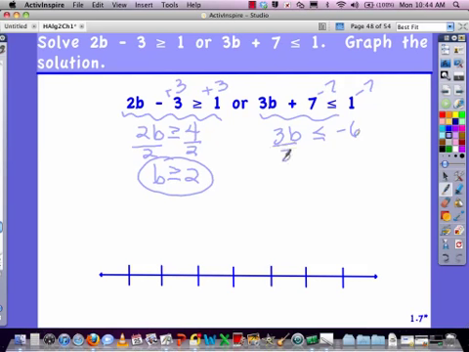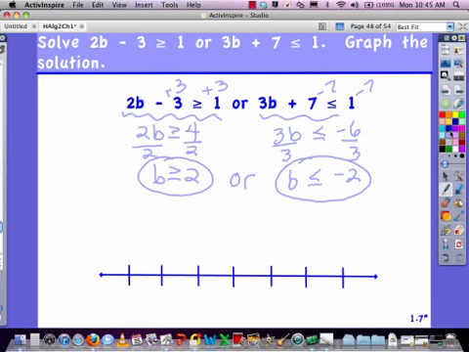And divide by 3, divide by 3. Again, we are not going to switch the inequality sign because we're not dividing by a negative. We have a negative in the problem, but we're not dividing by it. And we look at a negative 2. So our inequality for the right-hand side, b is less than or equal to negative 2. Again, do not forget to bring down your word "or" that helps you put into perspective what your solution should be.